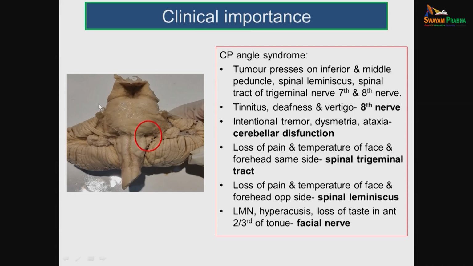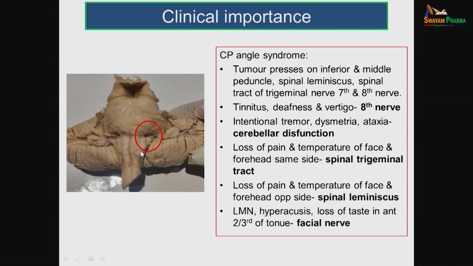Okay. So, because of this, the patient might present with tinnitus, deafness and vertigo, because there is involvement of the 8th cranial nerve, that is the vestibulocochlear nerve, and he can also have an intention tremor, dysmetria and ataxia, because there is involvement of the cerebellum.